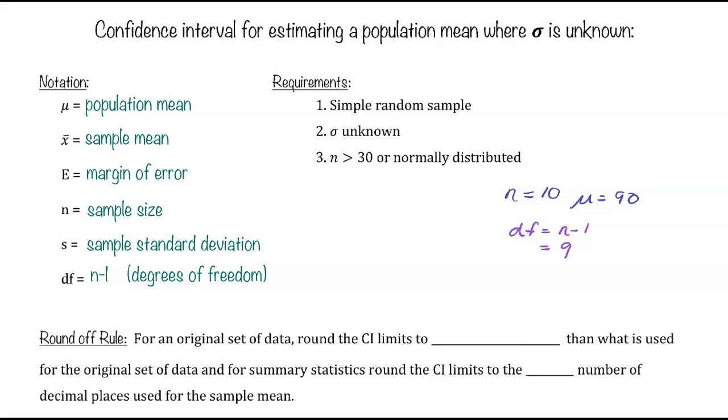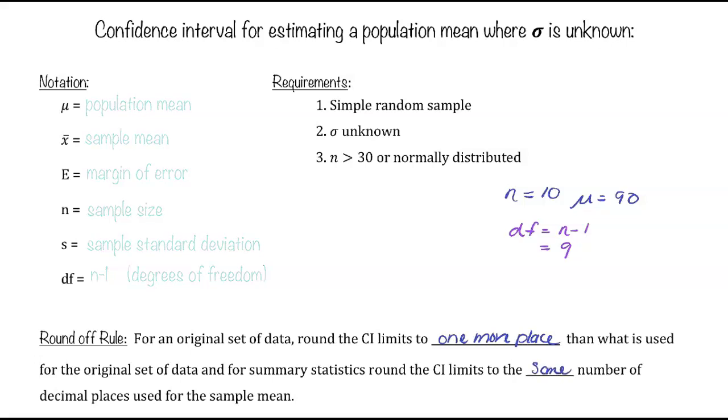When we're calculating our confidence intervals, it is important that we round correctly. If we're given the original set of data, we need to round our confidence interval limits to one more decimal place than what is used for the original set of data. If we are instead given summary statistics, then we'll go ahead and round the confidence interval limits to the same number of decimal places that are given with the sample mean.